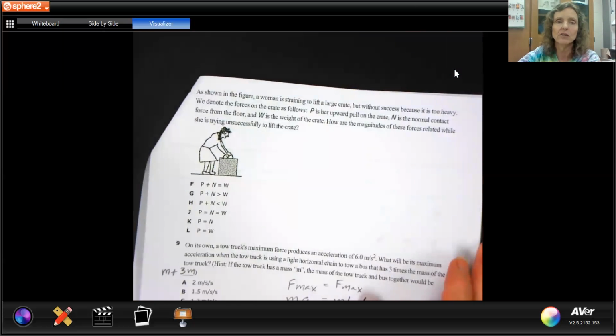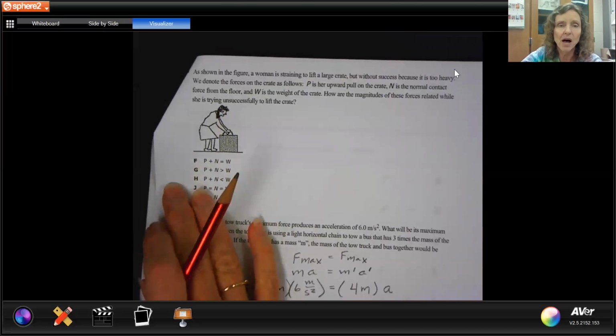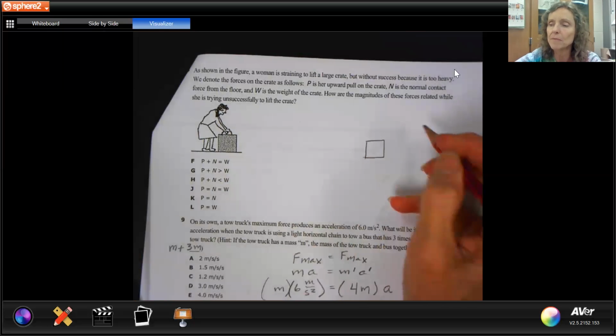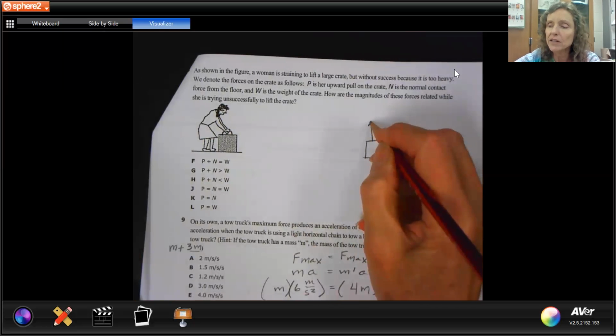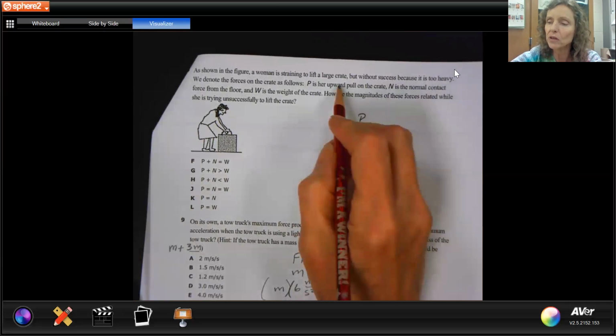Here's something else with acceleration equal to 0. You had a problem with a person picking up a box. So if you try to pick up that crate, think about the forces on it. There's going to be a lifting force, right? So that can be the pull. She's pulling upward because it says upward pull.